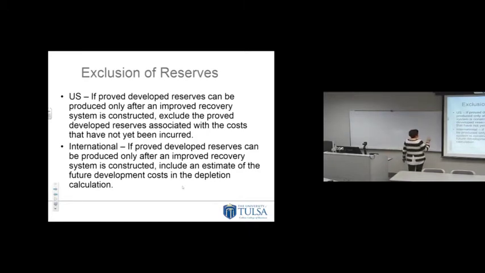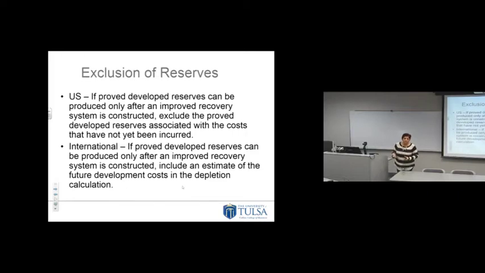Internationally, they're doing the opposite. They have the same problem, but they're saying, okay, we've got some proved developed reserves that can be produced only after an improved recovery system is constructed. So let's leave all the reserves in our DD&A calculation, but now include an estimate of that project in our future development costs. So don't take out any reserves internationally. Instead, keep the reserves in and add an estimate of the cost.